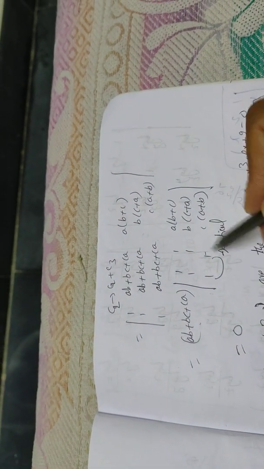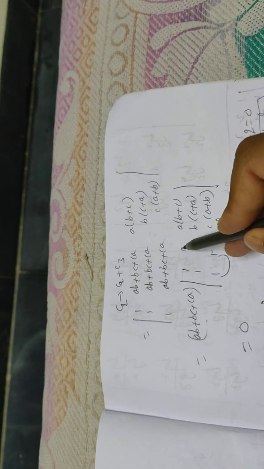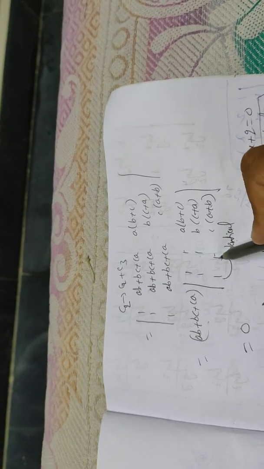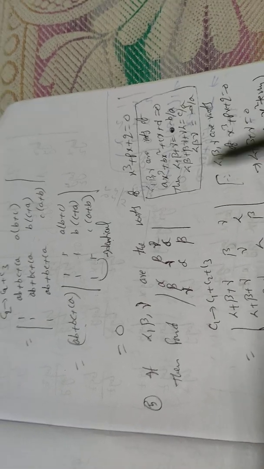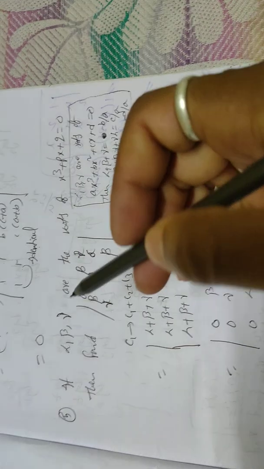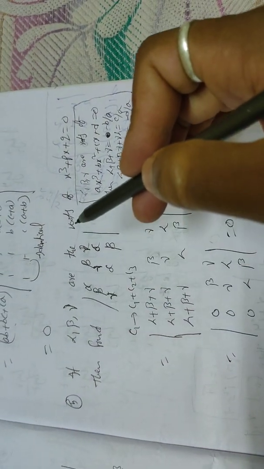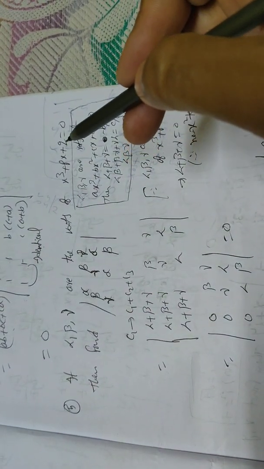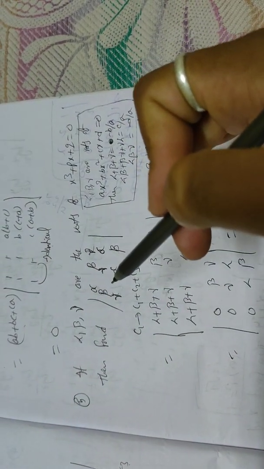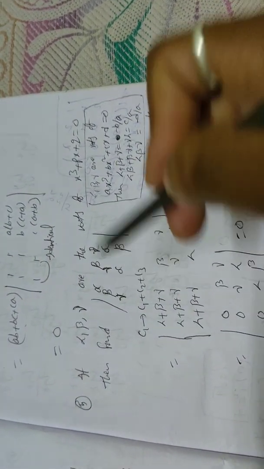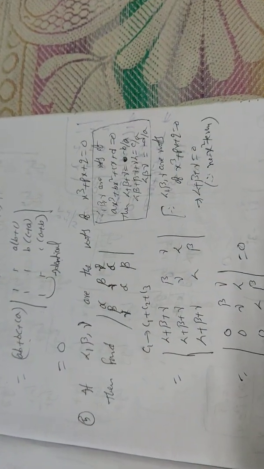Now these 2 columns are identical, same. Corresponding entries are equal, then those 2 columns are identical. If 2 columns are identical in the matrix, then the determinant is equal to 0 in the 3 by 3 order. So next question: if alpha, beta, gamma are the roots of x cube plus px plus q is equal to 0, then find the determinant of alpha, beta, gamma, beta, gamma, alpha, gamma, alpha, beta.